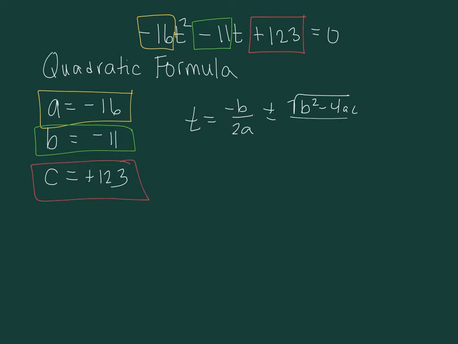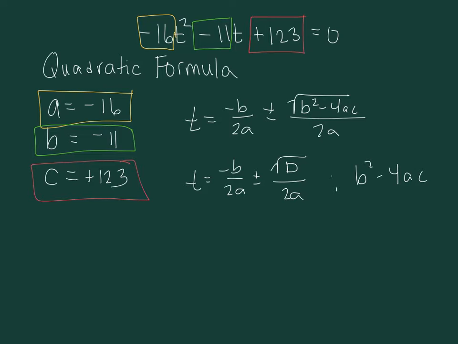Sorry, the system glitched. Okay, the other way to look at this would be t equals negative b over 2a plus minus the square root of the discriminant all over 2a. The discriminant is b squared minus 4ac. So let's solve that first and then plug it back in.